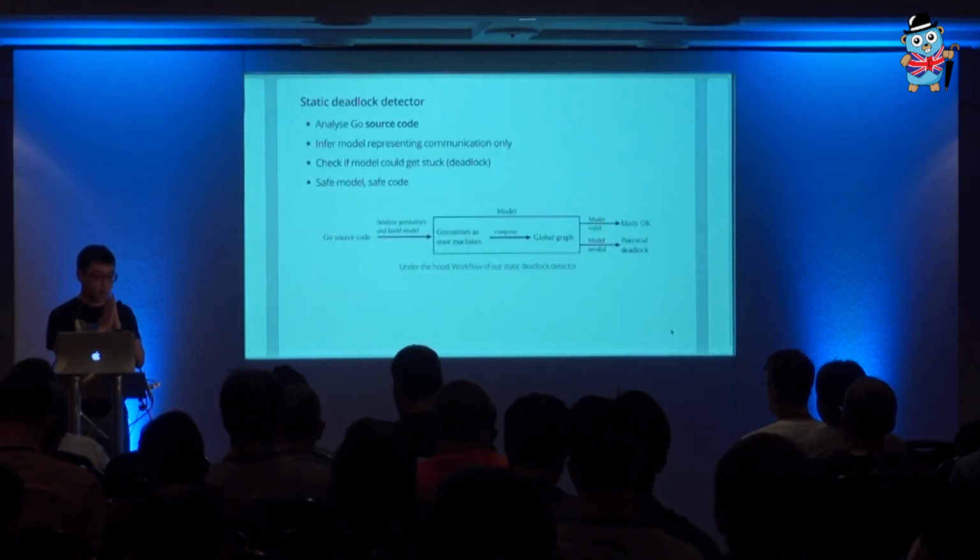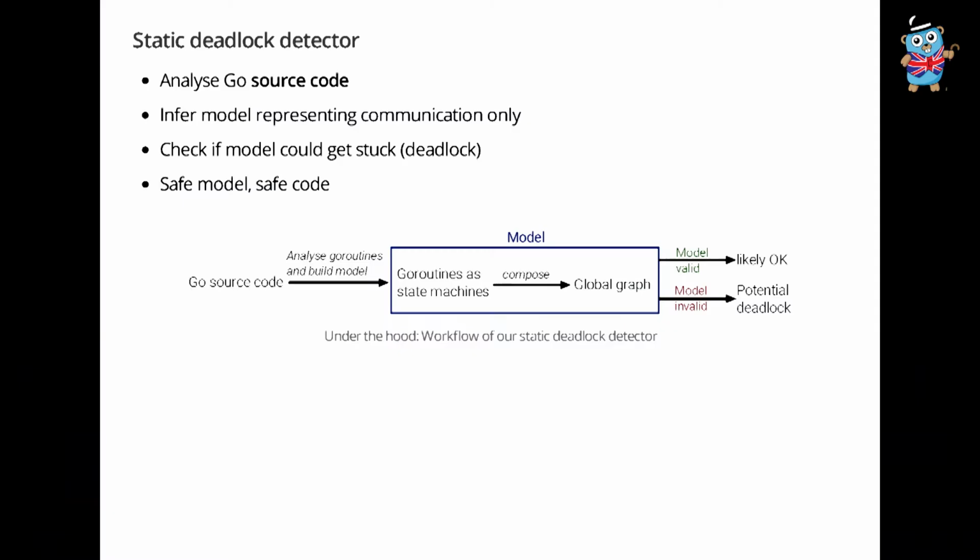How it works is it starts with the program source code. We analyze the Go source code, and we infer the communication model representing just the communication bits of the program. And then we check if the model can get stuck. If the model is stuck, then we know that the communication in the program has problems, so the program has problems as well. But if the model doesn't get stuck, then we know this is likely okay.